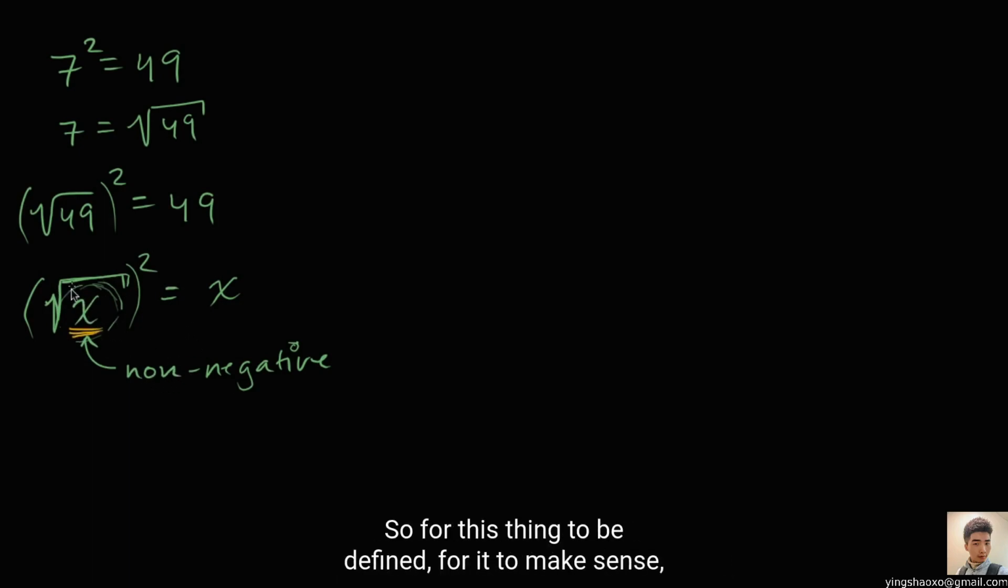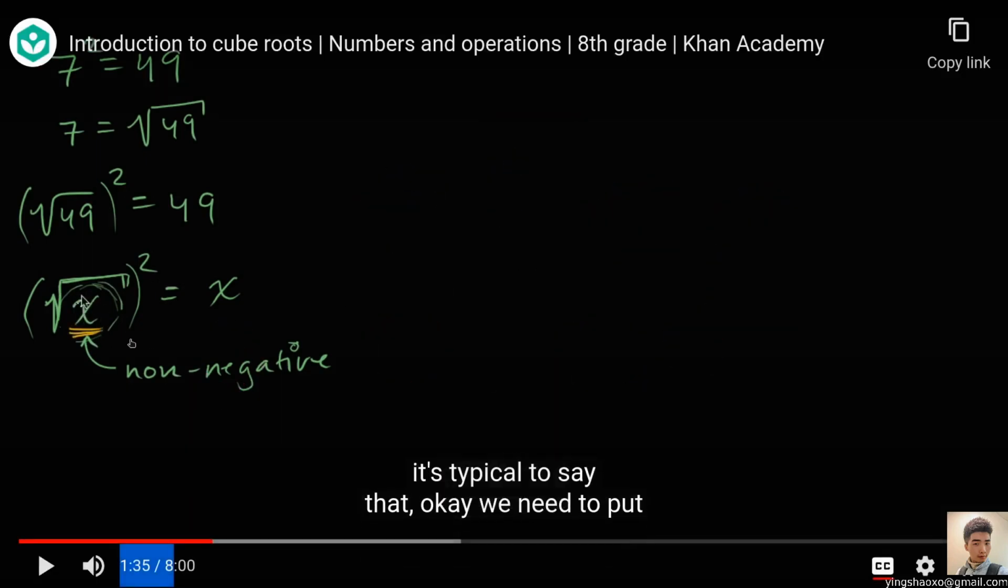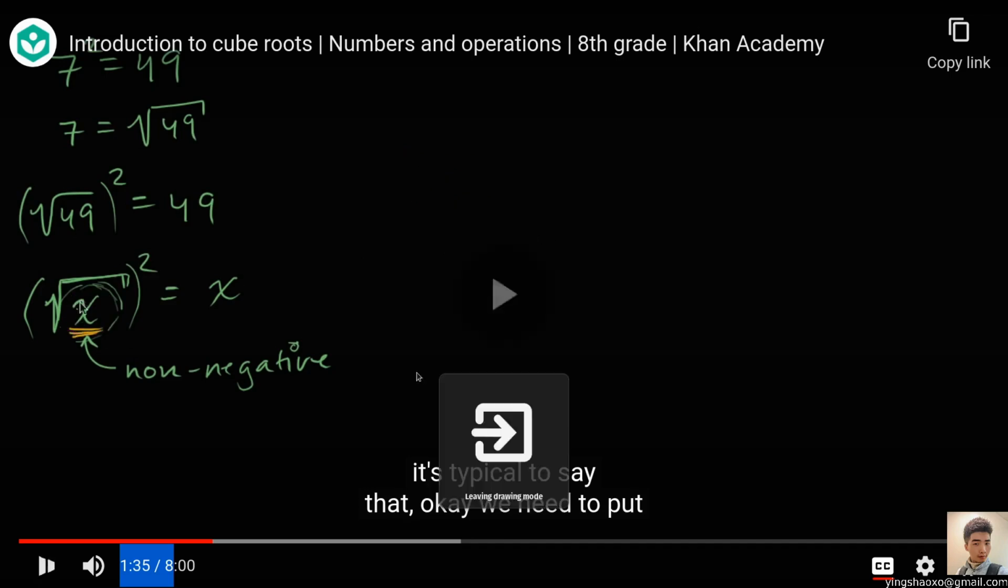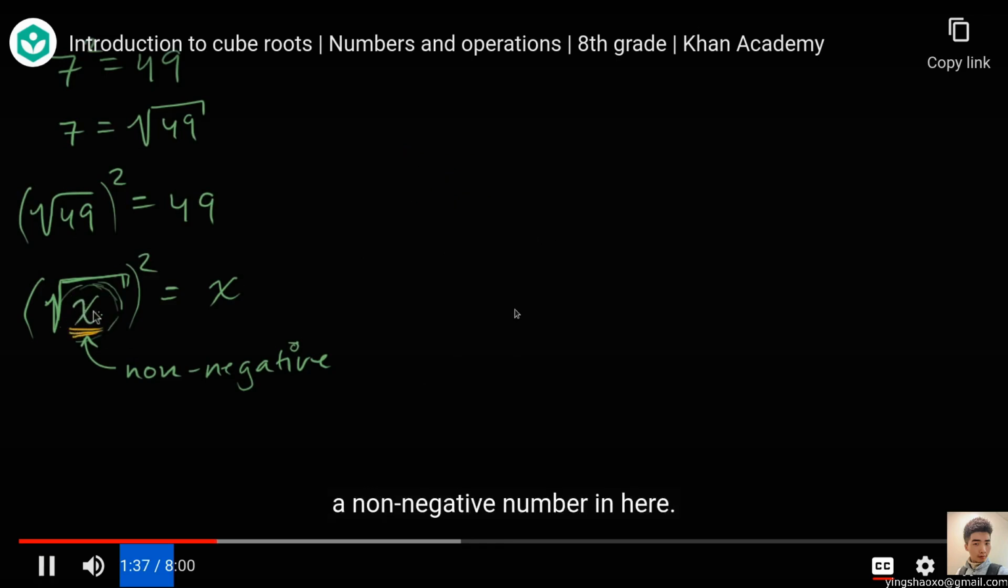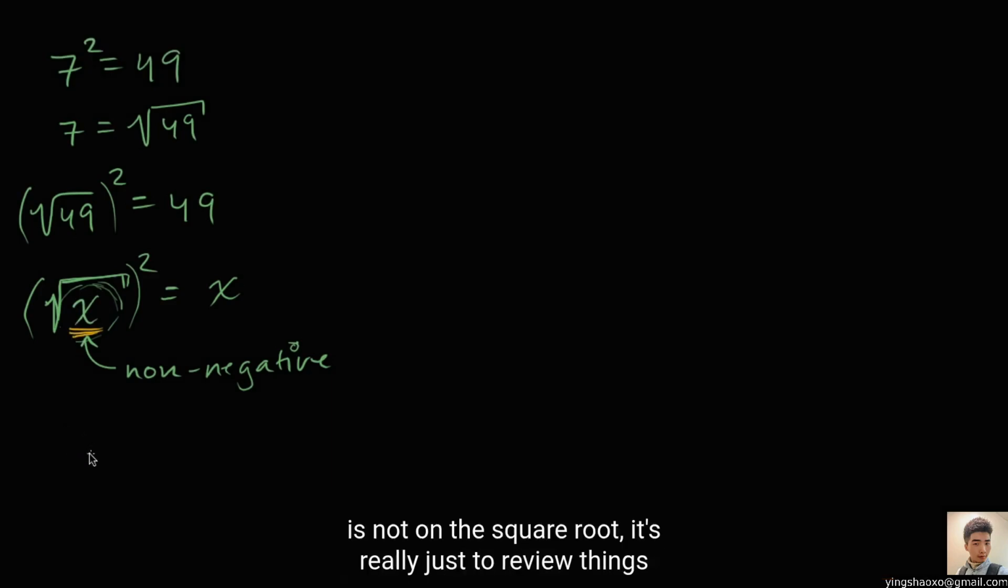So for this thing to be defined, for it to make sense, it's typical. Here you may ask why x should always be non-negative. Well, it's simple, because if we were drawing a square, the side length should always be positive, greater than 0. It cannot be less than 0. If it's less than 0, this square won't be x. So that's why x must be non-negative: we need to put a non-negative number in here. But anyway, the focus of this video is not on the square root.